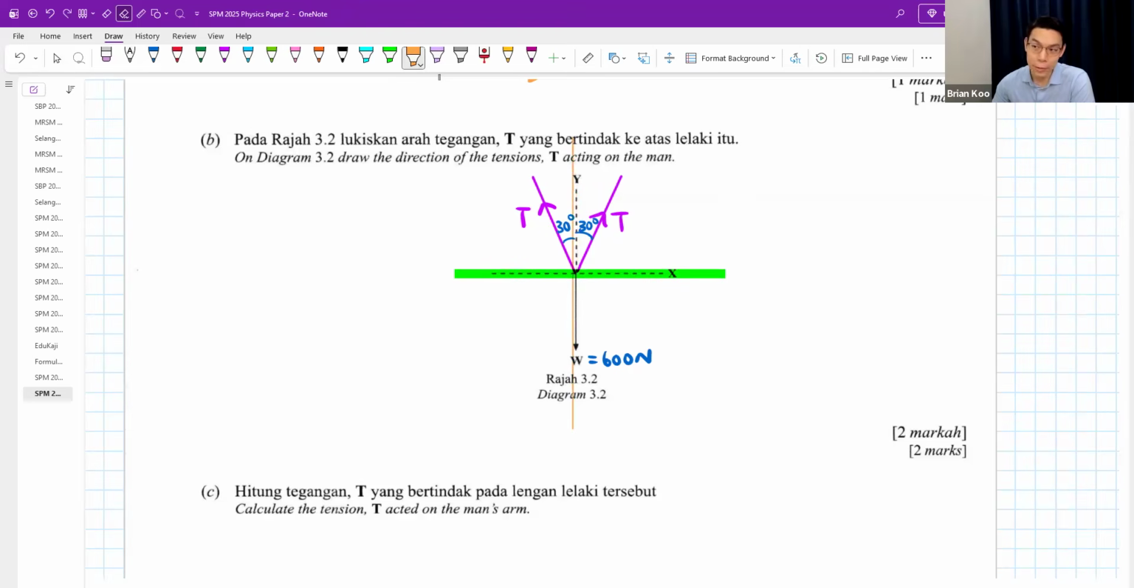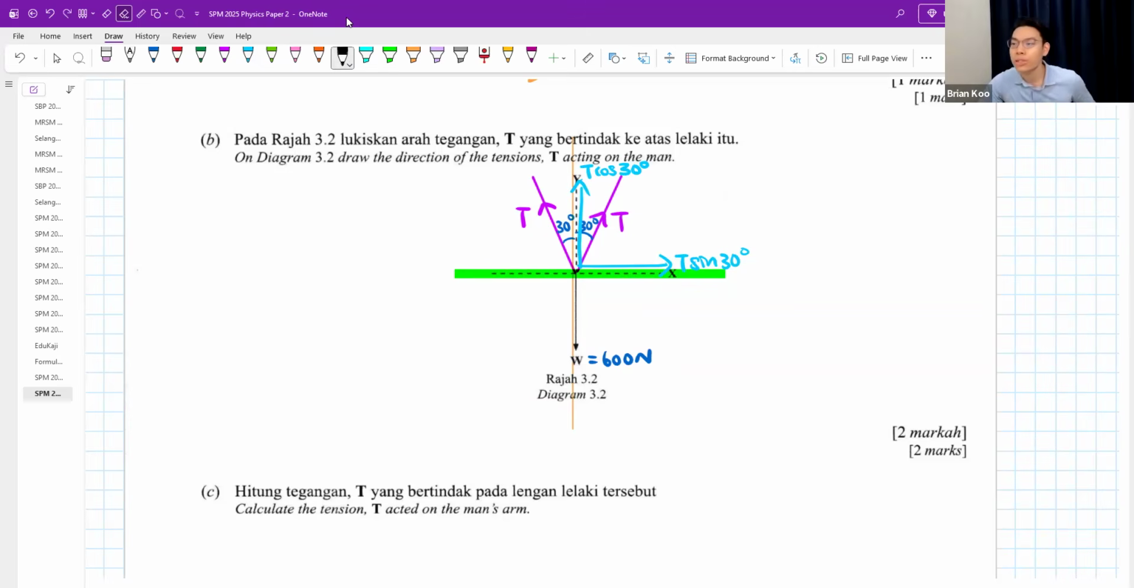Right now the weight is pointing down. The tension is slanting like that. But I can split this tension up into 2 components, 2 parts. And this is called T sine 30. This is called T cos 30. Okay, T sine 30, T cos 30.